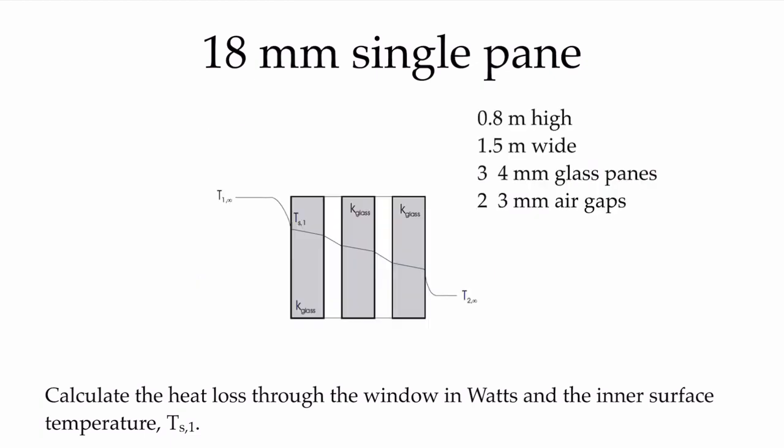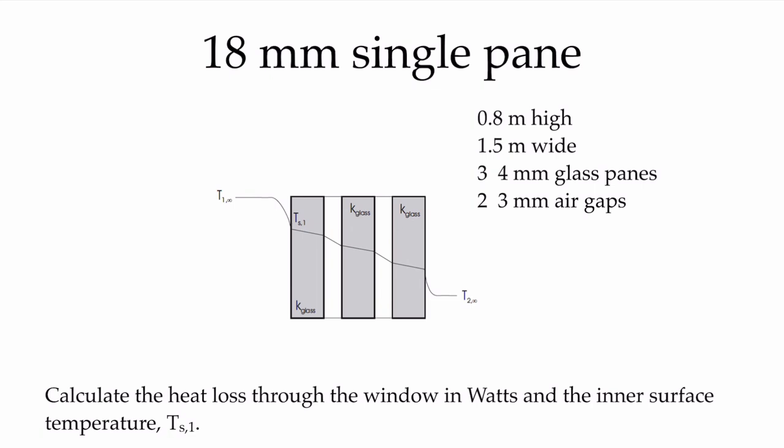Well, if the double pane window was good, perhaps we could try a triple pane window, but now we're running into some limitations. I don't really want my glass thickness to be less than 4 millimeters, it'll be far too fragile. And so when I go to a triple pane window, I'm going to keep my glass thickness at 4 millimeters, and I'm going to keep my package length to be 18 millimeters. I have 3 4-millimeter glass panes for 12 millimeters. What I'm left with is 2 3-millimeter air gaps. That means there's 6 millimeters left over, 3 millimeters for each air gap.